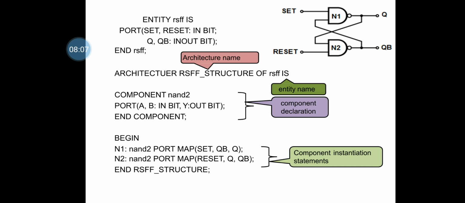Then we are going to start with the begin word, and we are going to write the component instantiation statements. And you can see NAND gate 1, we have given the name N1 and N2. So N1 colon NAND gate port map, and we are going as shown in the figure, the input and the output you have to state inside the port map, and the sequence is important, first inputs and then output. So set QB and Q. So here set QB is input to N1 and Q is the output. So also for N2 reset and Q is input and QB is output. So that is stated in the statements, and then end RS flip-flops.